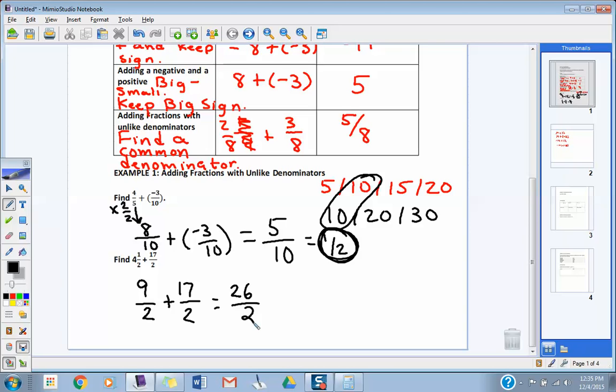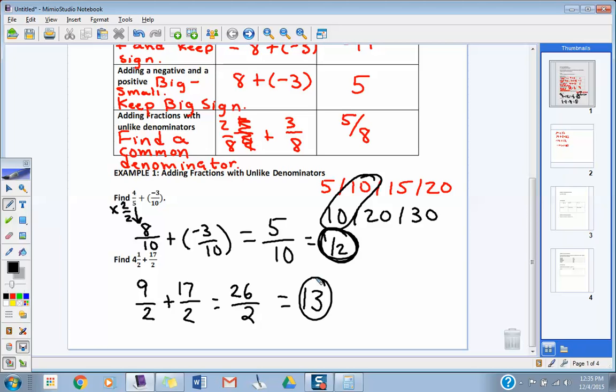Thoughts on what that might be? 13? How'd you get that, Maria? Because half of 26 is 13. This is really saying take 26 and divide by 2, isn't it? Simplest form then is just going to be 13 here.